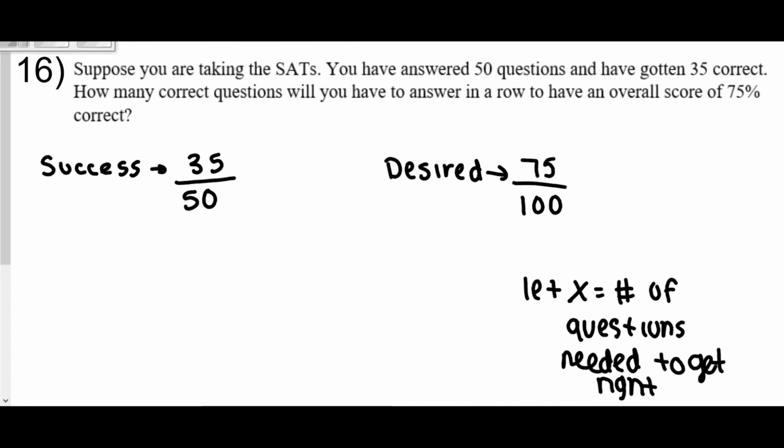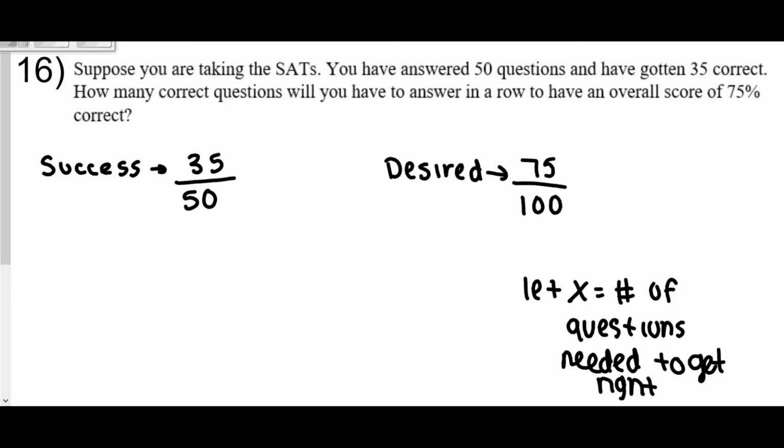Suppose you are taking the SATs. You have answered 50 questions and have gotten 35 correct. How many correct questions will you have to answer in a row to have an overall score of 75% correct? So this is one of those success rate problems that we looked at. And these two get set up the same way every single time.